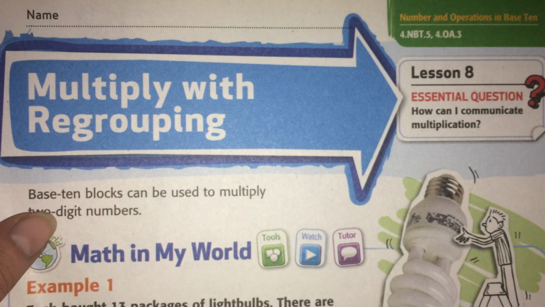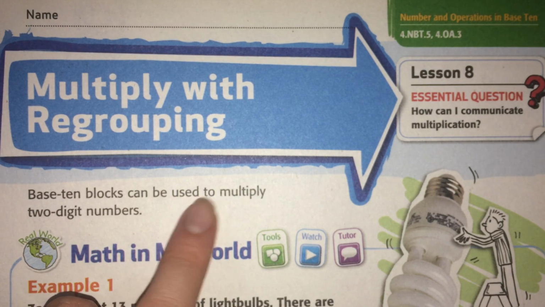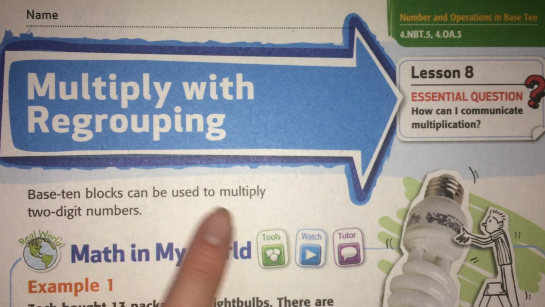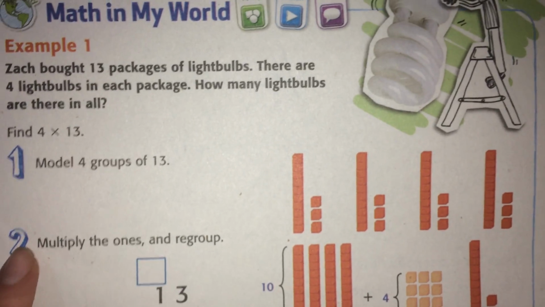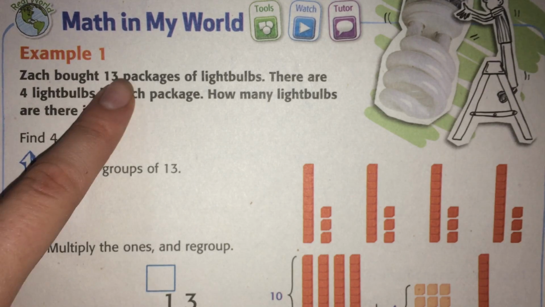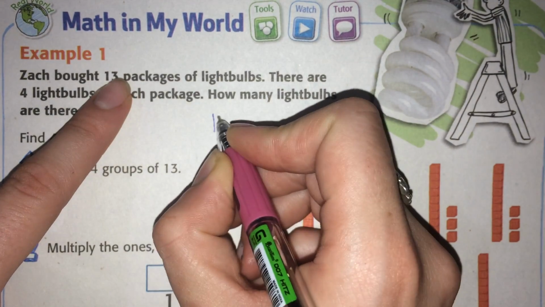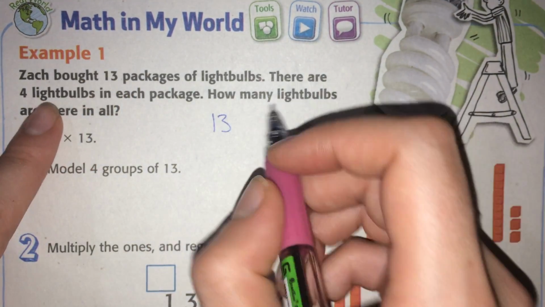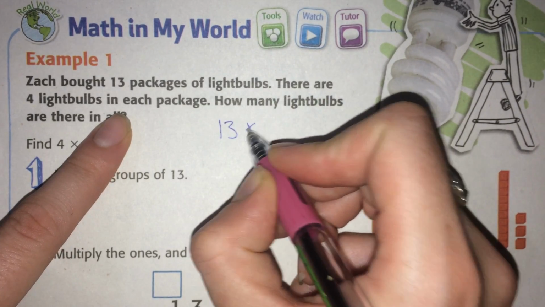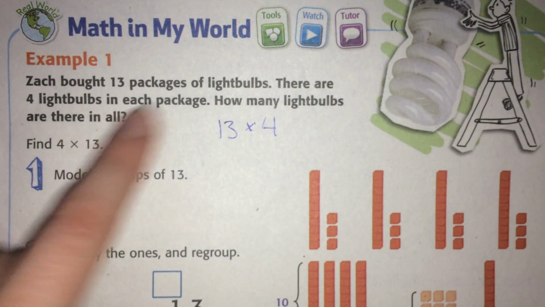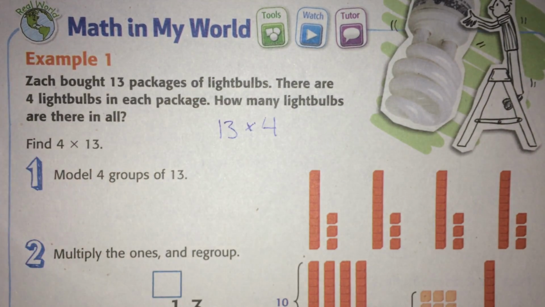Using base 10 blocks. Base 10 blocks can be used to multiply two-digit numbers. So let's take a look at the example. Zach bought 13 packages. There are 4 in each package, so 13 groups of 4. How many light bulbs are there in all?